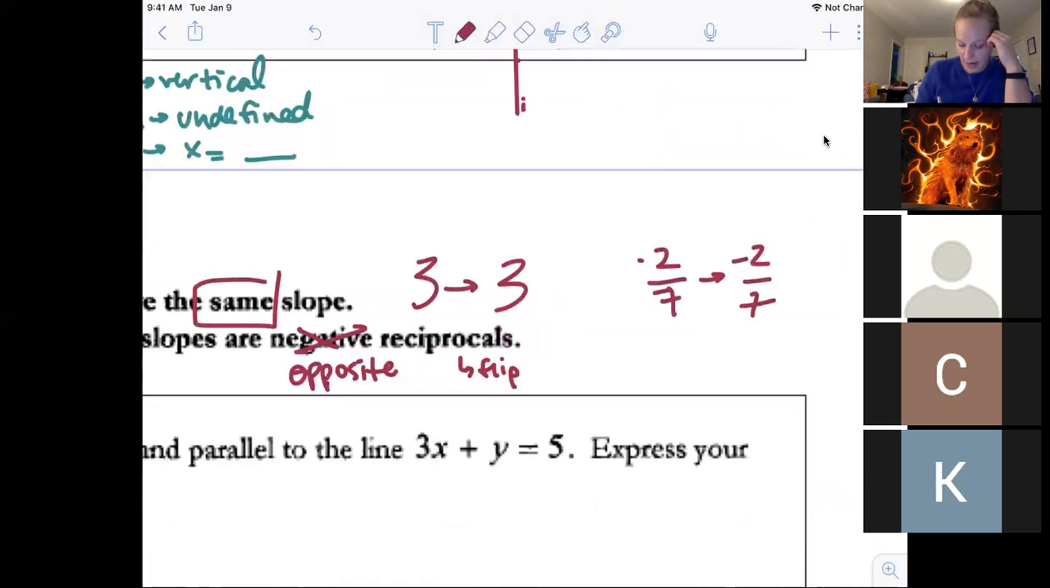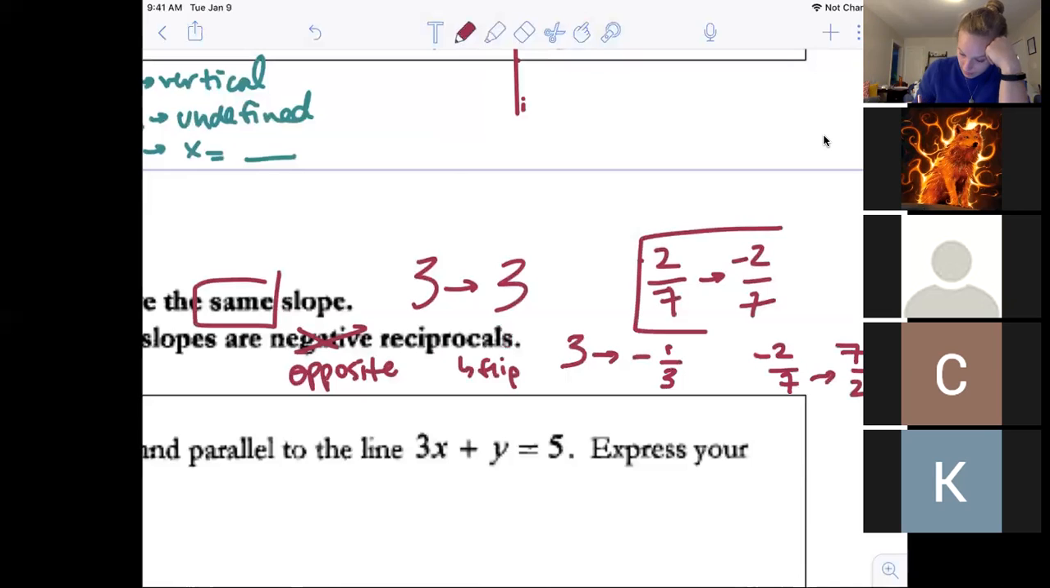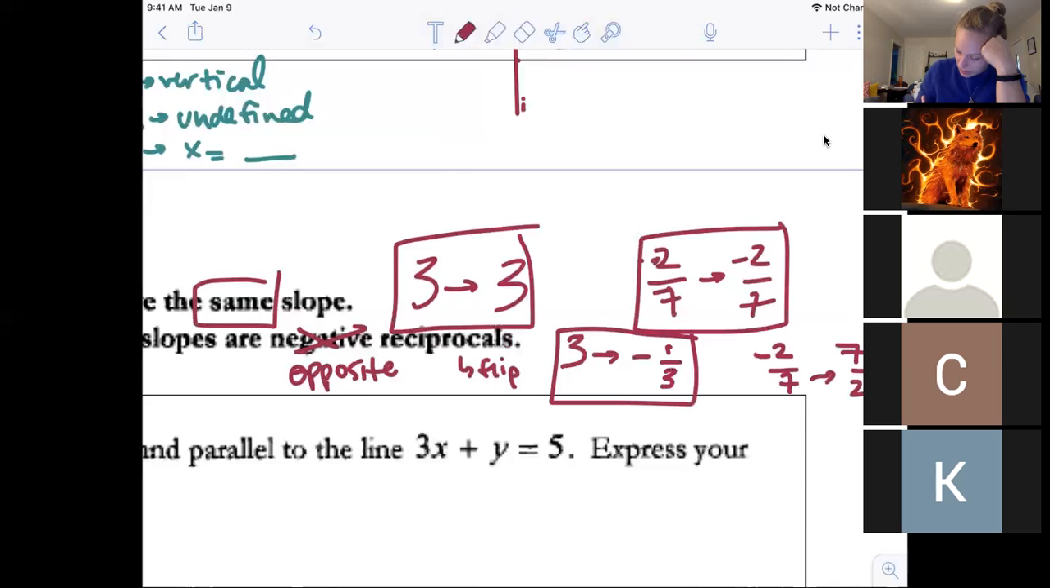So let's say 3 was my slope of the first line. If it's perpendicular to it, it's now going to be negative because it was positive, and then it's going to flip. 3 flips to be 1/3. Same thing if I had -2/7. If I make that opposite, my new slope is going to be positive, and then if I flip it, it becomes 7/2. So those were my examples of parallel slopes. These are my examples of perpendicular slopes.